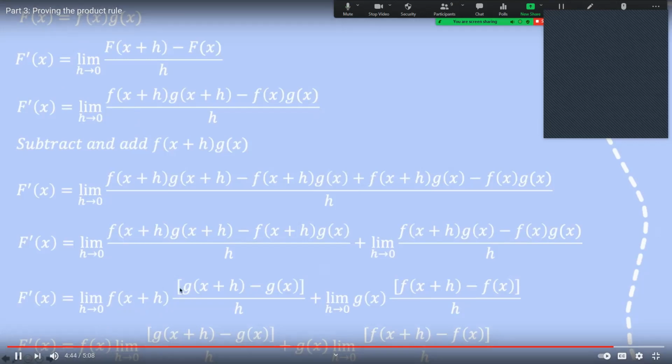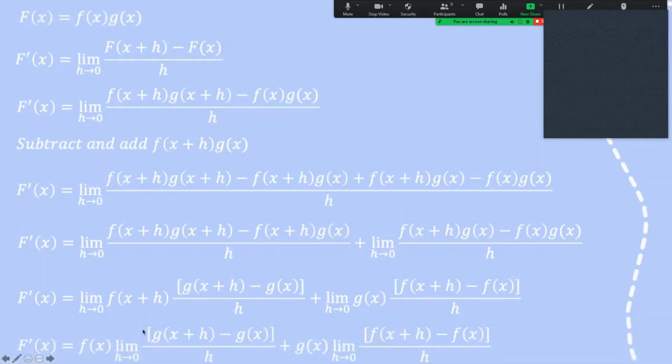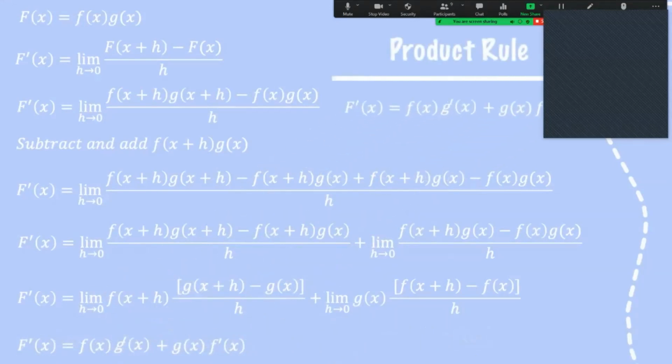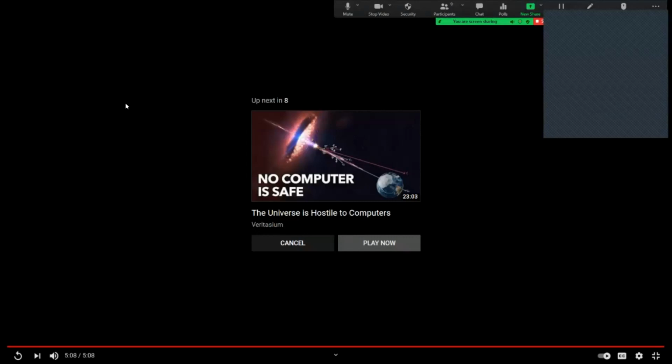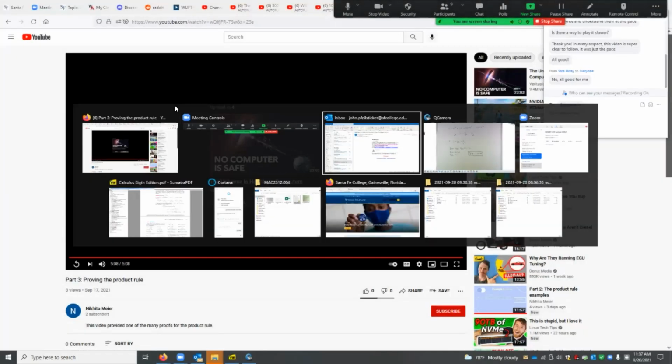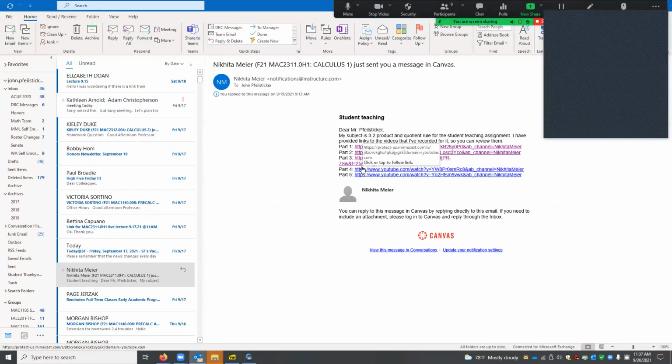Now you'll notice that the limit as h goes to 0 of that is just g prime. And the same thing here, except this is just f prime. So you can simplify the equation to that, and now you get the product rule. Very nice. It's a lovely proof. And that is the standard proof of the product rule. That is the normal one.